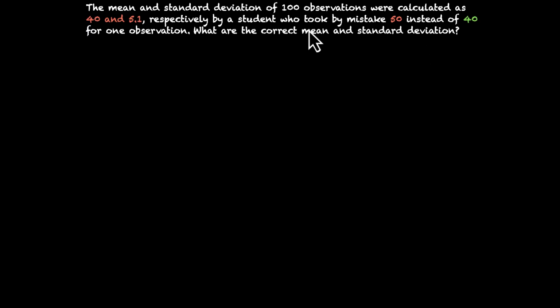So we had 100 observations and we figured out the mean and standard deviation for all 100. One of those observations was actually 40 and we took that as 50 by mistake. So we have our incorrect mean as 40 and our incorrect standard deviation as 5.1. From this, we have to figure out the correct mean and correct standard deviation. Pause the video, try this out. Alright, let's do this together.